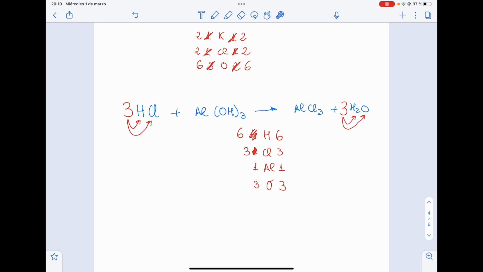Okay, so as I told you, the final answer would be this, okay? 3, 1, 1, and 3. This thing here is not important, okay? You can erase it later.